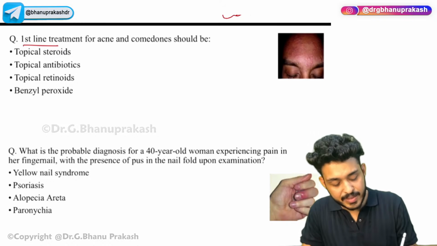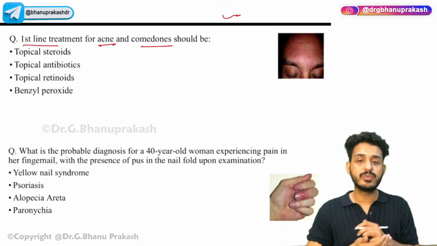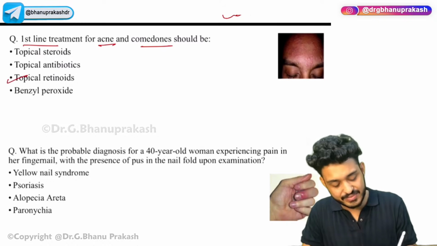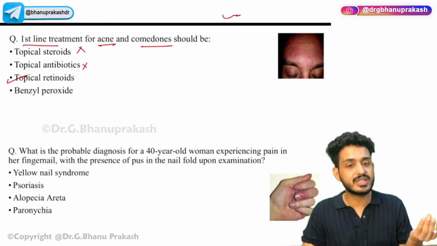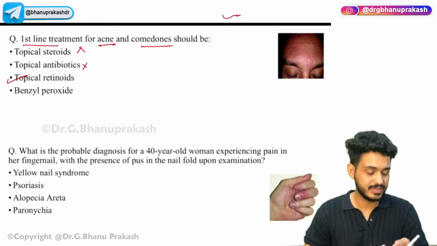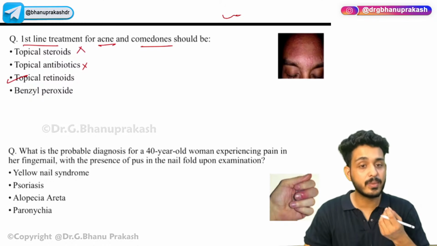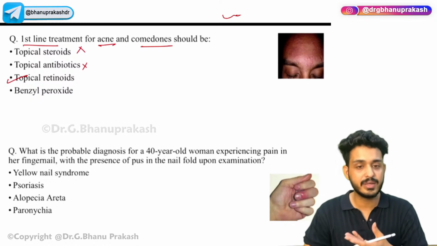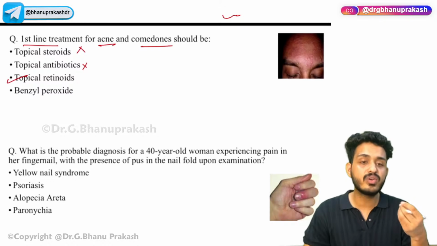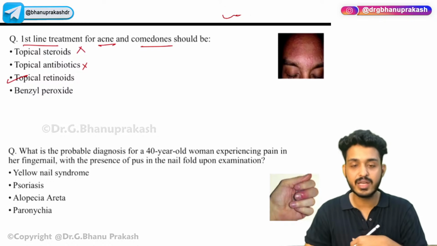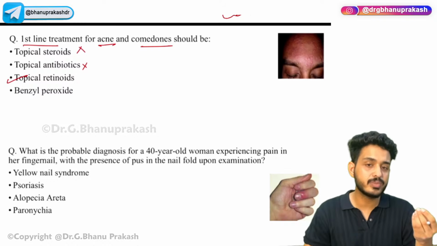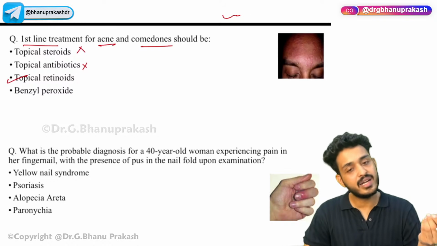So first line of treatment for acne and comedones should be topical retinoids, guys. We cannot use steroids. Antibiotics also we are not utilizing in the first case. Nowadays, there are some guidelines which came from NMC a few days back, day before yesterday. They are telling we cannot use antibiotics without diagnosis. First of all, we need to make a diagnosis, then we give antibiotics.